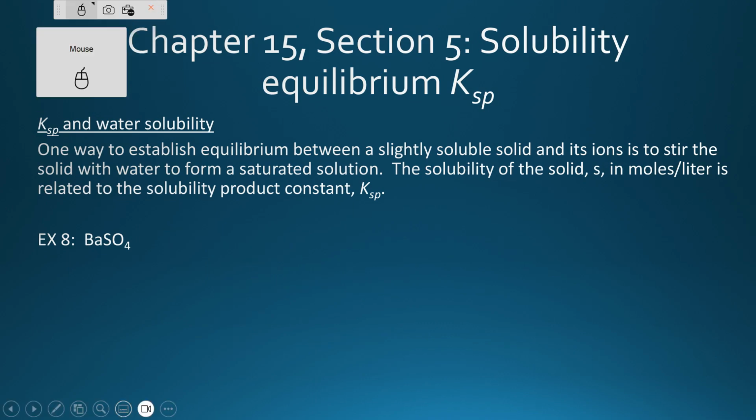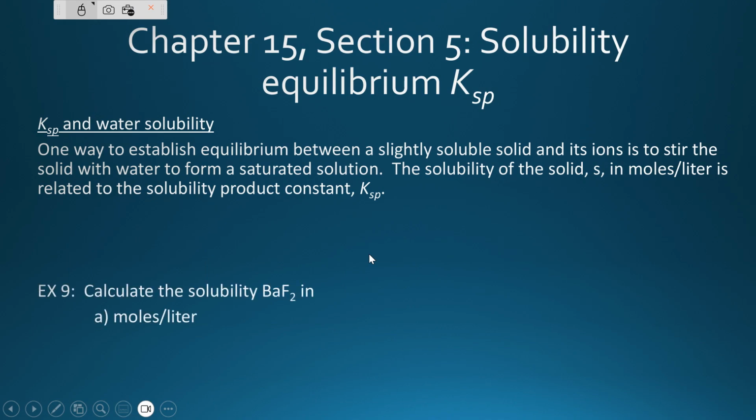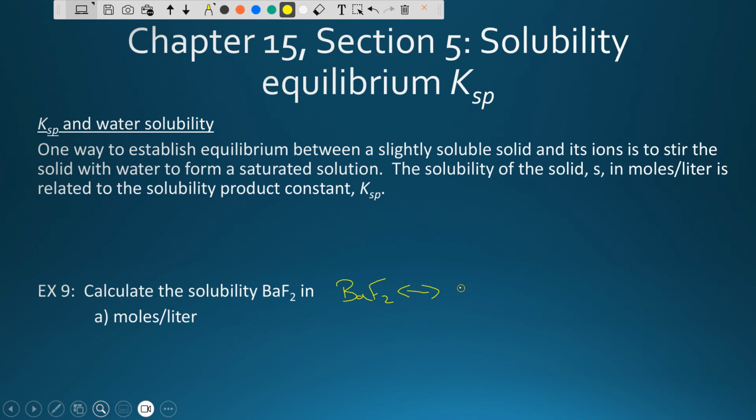Okay, now what we're going to do with that is calculate that solubility in moles per liter. So what we do is this. Okay, we started with barium fluoride now. That's going to be dissociating.